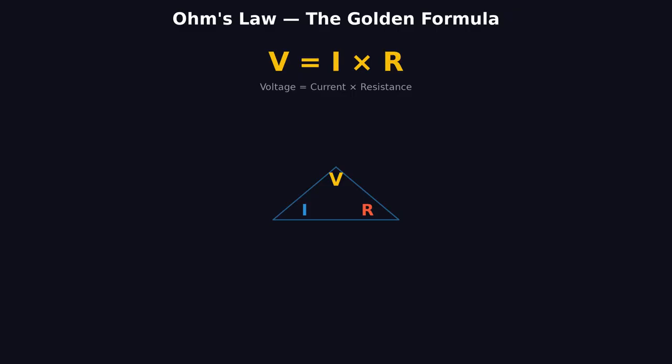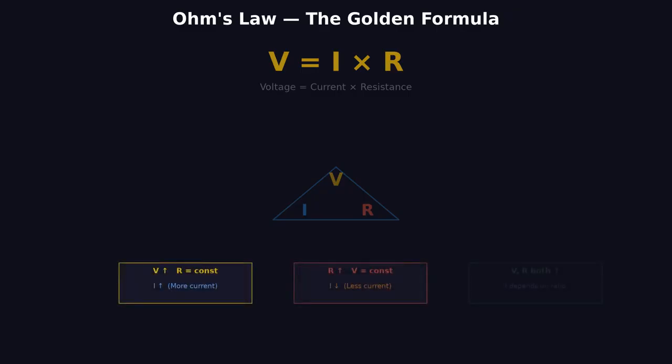This one formula connects all three quantities. If you know any two, you can calculate the third. Here's what it means in practice. If you increase the voltage and keep the resistance the same, the current goes up. Makes sense. More pressure, more flow. But if you increase the resistance while keeping the voltage the same, the current goes down. A narrower hose, same pressure, less flow. That's Ohm's law. Everything else in electronics builds on this.